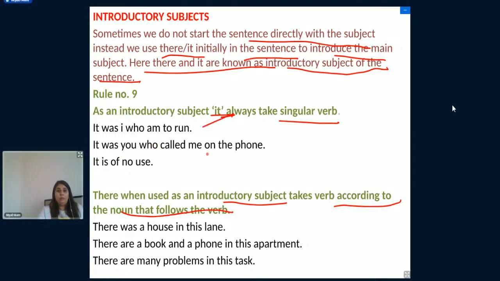It was I who entered, and it was you who called me on the phone. It is of no use. There was a house in this lane. There was a book. There are a book and a phone in this apartment. There are many problems in this task.